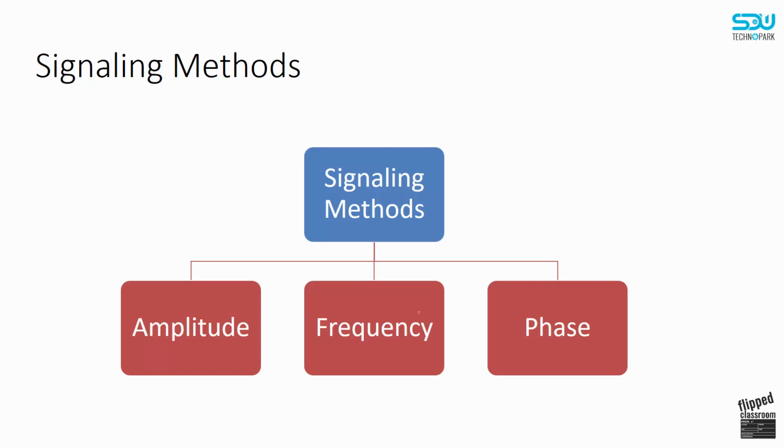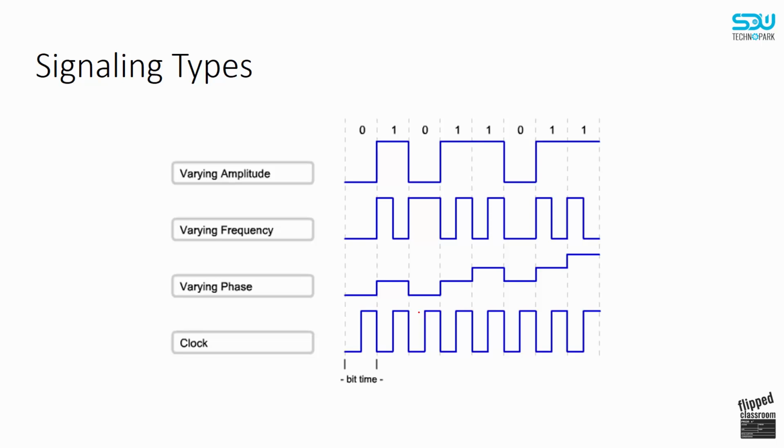All right, we have three main types of signaling: amplitude, frequency, and phase. In amplitude signaling, when you have 0, there is no signal. When there is a value of 1, then there is a signal, for example 5 volts and 0 volts. If you have multiple ones, then it comes without change. When you have 0, it is changing, and when it is 1, it's again changing.